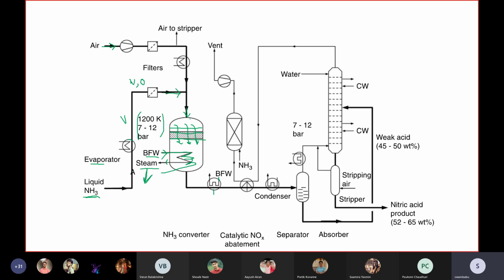I'm repeating, the nitric oxide comes out and water vapor comes out. It will be at very, very high temperature because it's an exothermic reaction. So the heat is removed because the next reaction, nitric oxide reacting with oxygen and converting to nitrogen dioxide, NO2, should be operated at 400 to 500 Kelvin. So the temperature has to be reduced. That's why a series of heat exchangers is used, followed by a condenser, so that you will have the nitric oxide at very low temperature.